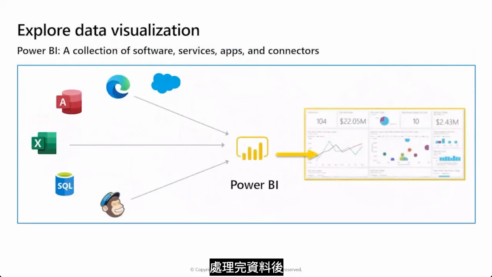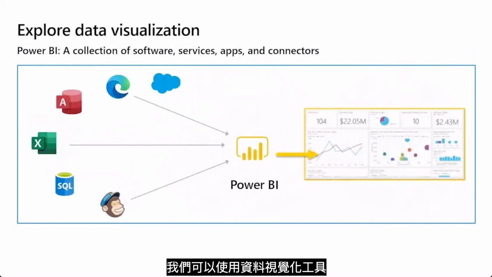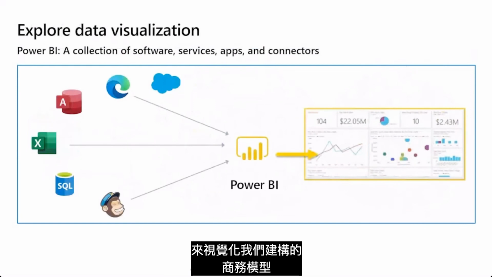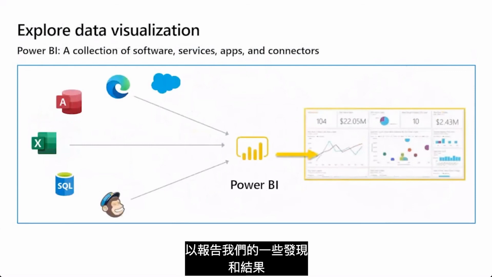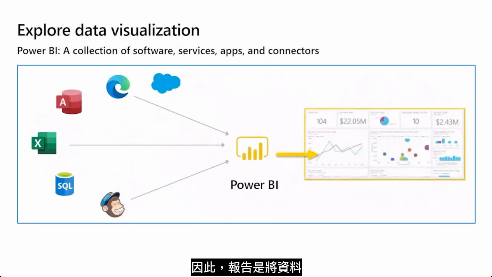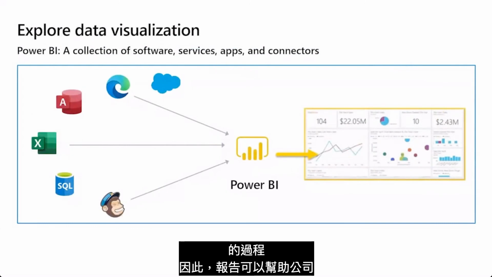Once we process our data, and we've gathered insights and results from our analytics and queries, we can visualize the information that our business models present using data visualization tools. To start the visualization piece, we generally start with creating reports on some of our findings and results. Reporting is the process of organizing data into informational summaries to monitor how different areas of an organization are performing. Reporting helps companies, for example, monitor how their online business is doing.